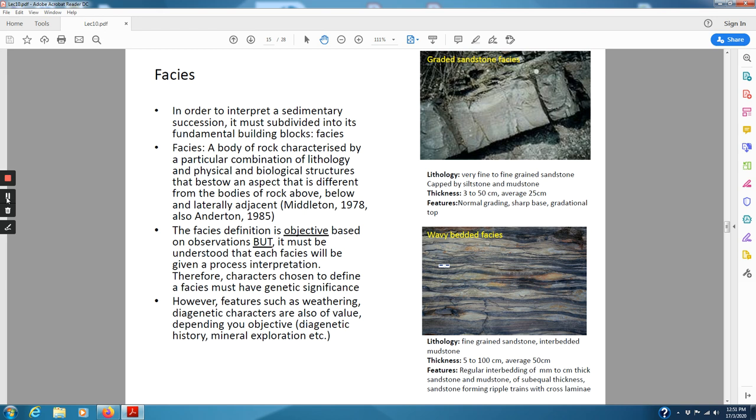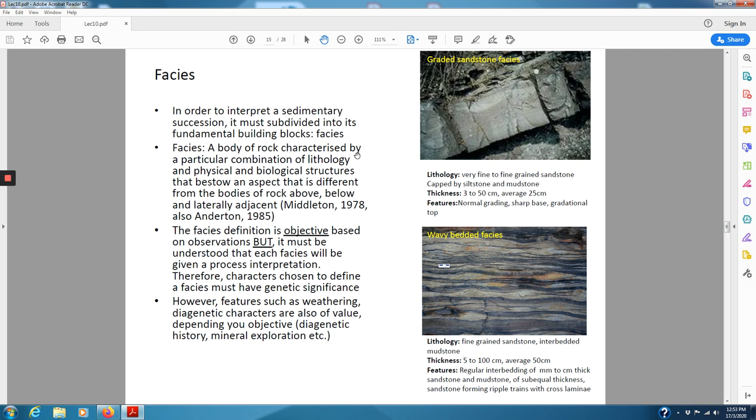So now you have a sedimentary log, you've described your rocks. Now you need to subdivide your sedimentary succession into individual fundamental building blocks, your facies. That's the definition of facies, just to remind you. You subdivide the sedimentary succession into discrete units. For example, these are two examples of facies. This one I just gave the name graded sandstone facies. It will have a certain set of characteristics: a certain lithology, very fine to fine grain sandstone, a certain thickness, 3 to 50 centimeters, and characteristics such as normal grading, sharp base, and a gradational top, which is typical for this kind of rock.